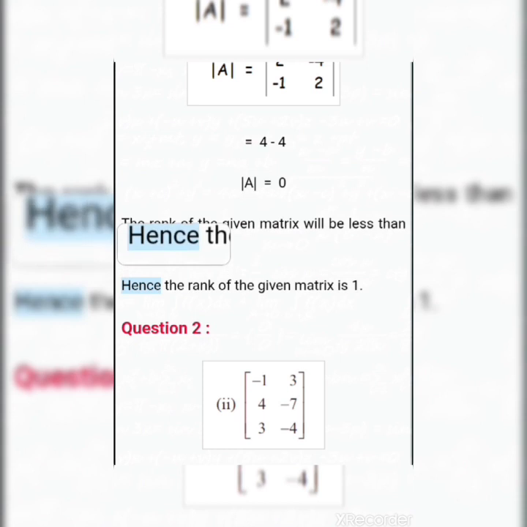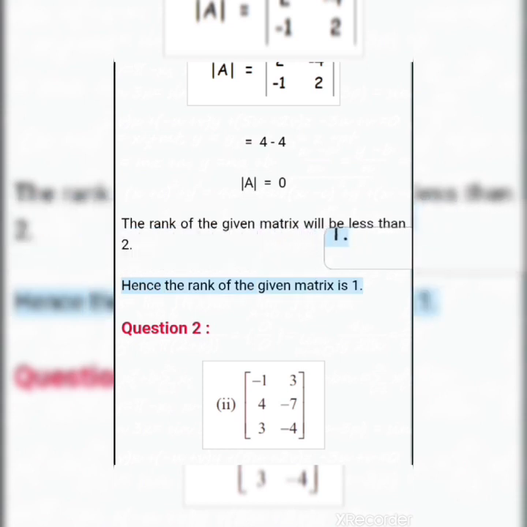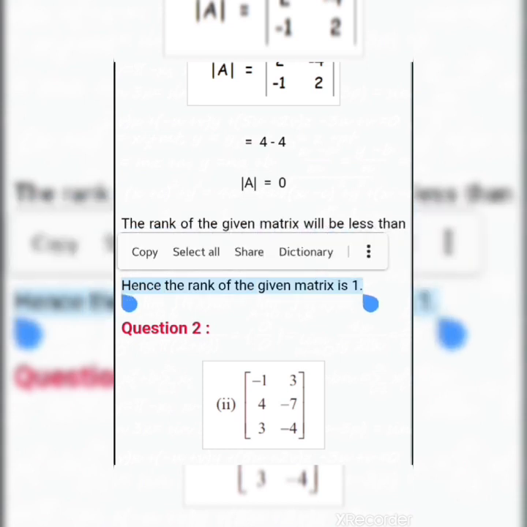Hence, the rank of the given matrix is 1, because the determinant value of the 2 by 2 matrix is 0. Thus we have only one non-zero element, and hence the rank of the given matrix is 1.